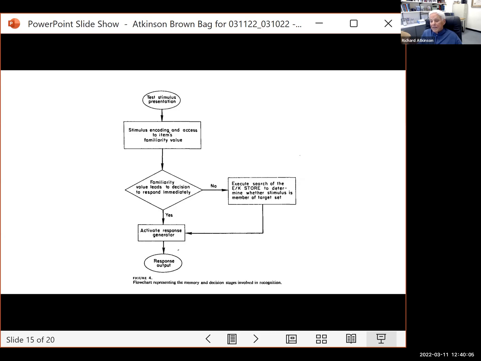And all of that was in everyone's thinking, but Rich and his various students in the first shot at this have a model called SAM, search of associated memory. And SAM is really quite stunning in the sense that it not only can account for recognition memory, but it can account for recall memory.